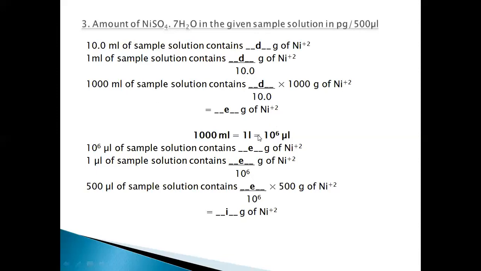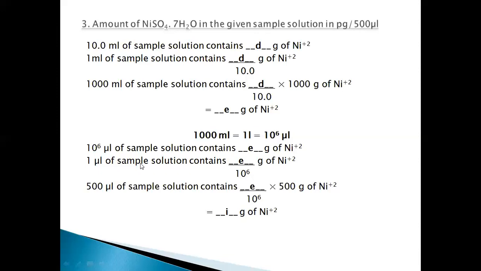Next step is to apply the conversion or the relationship between the different units. We know that 1000 ml is equal to 1 liter, and it is equal to 10 raised to the power 6 microliter. So by using this conversion, we can say that E gram of nickel is present in 1000 ml, or in 1 liter, or in 10 raised to the power 6 microliter. Now we can write: 10 raised to the power 6 microliter of sample solution contains E gram of nickel.